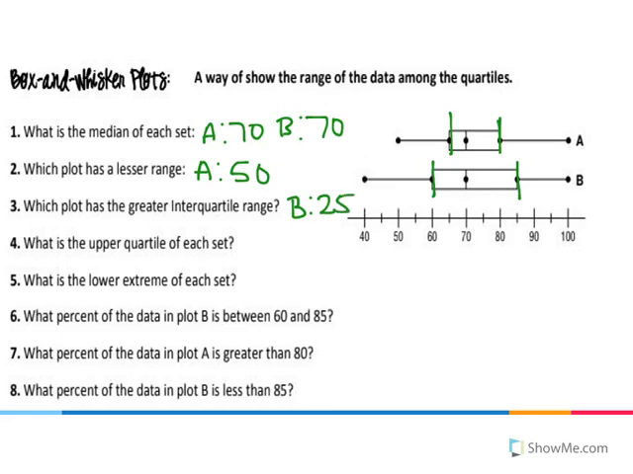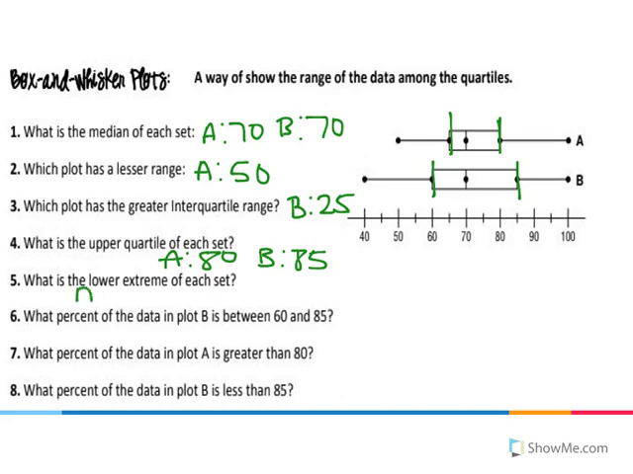Now we're going to figure out what is the actual upper quartile of each. So my upper quartile, we actually just figured that out. A was the 80, and B was 85. So we're just kind of doing a reverse. We created a box plot first, and now we're actually having box plots and going backwards.